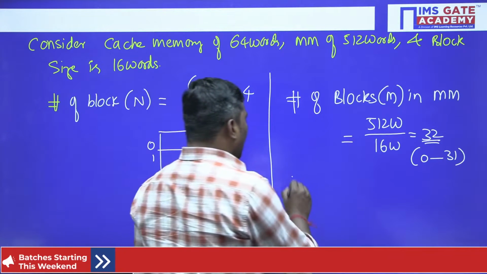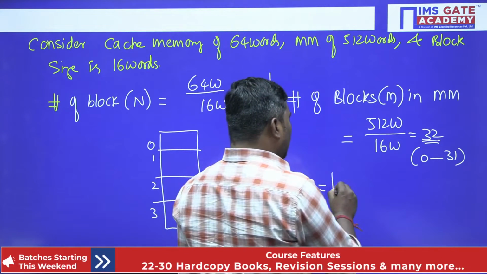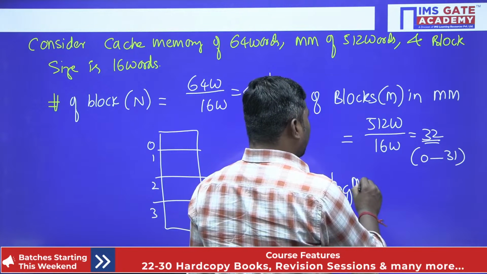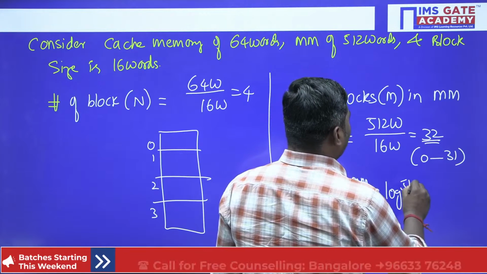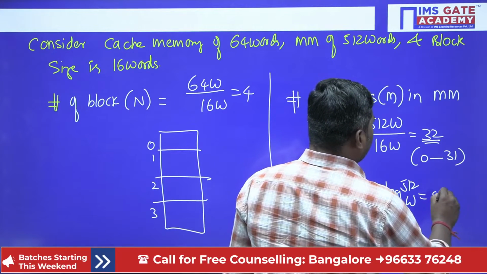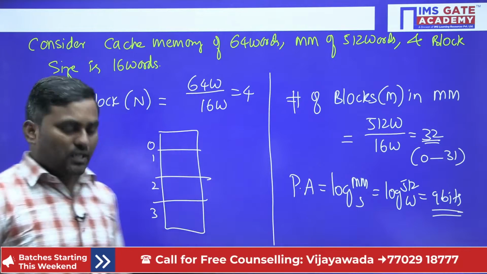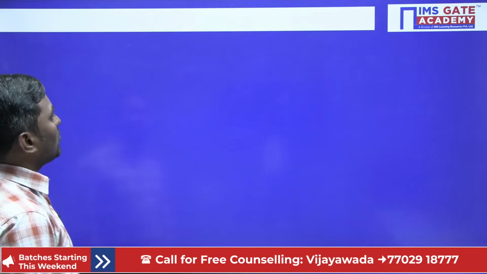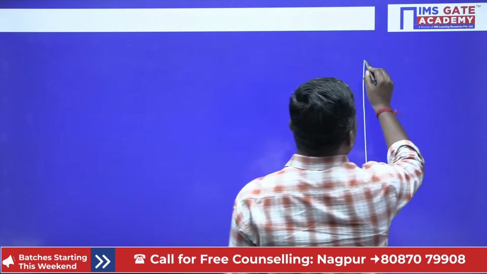Now, what is the physical address here? The physical address always respects the main memory size. What is the main memory size? 512 words, that's 9 bits. So the physical address is 9 bits here. How does the arrangement go? Please observe, all of you. We'll observe.